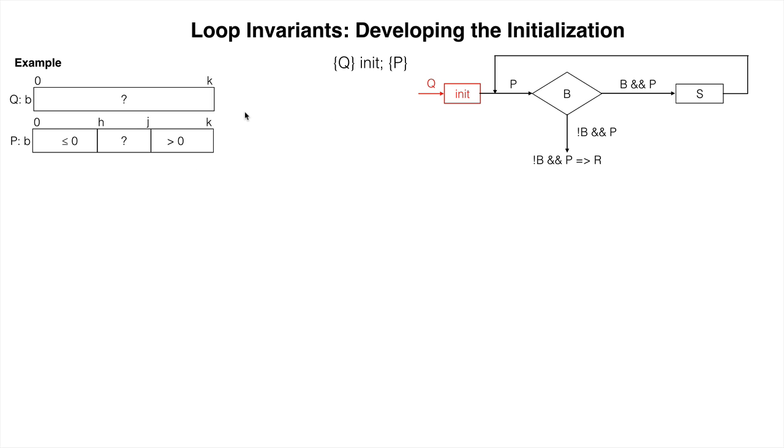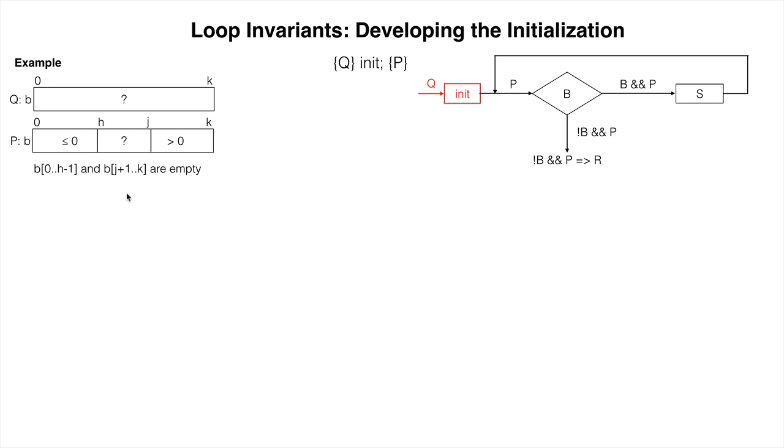When we use array diagrams, we want to make the diagram for P look like the diagram for Q. To do this, we must make segments b sub 0 dot dot h minus 1 and b sub j plus 1 dot dot k empty. They are empty because at the time of initialization, we have not yet arranged any of the elements into the leftmost or rightmost segments. All elements belong to the unknown region, denoted by the question mark.